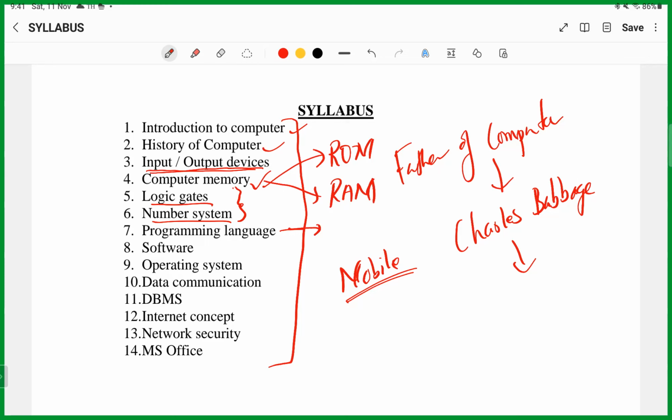So programming language you might have heard, right? C programming, C plus, Java. These are some of the important programming languages that we will be studying. Not in detail for that matter, knowing what is this program, how it is used and all those. Then we'll be studying some important softwares. Okay. Operating system, how does it work? Data communication, DBMS, internet concept, most important. Okay. The present trending topics. Then network security. Then MS Office.